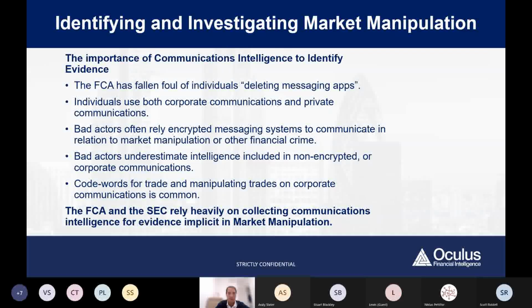How do you know that somebody's talking to somebody? How do you know who the third person is that may be in the chain? It's very difficult. However, all is not lost. Communication intelligence can be used to help combat that. What is communication intelligence? It's the analysis of communication information collected during an investigation to provide insight. This insight can show you what evidence may look like and where it is, and help identify evidence.